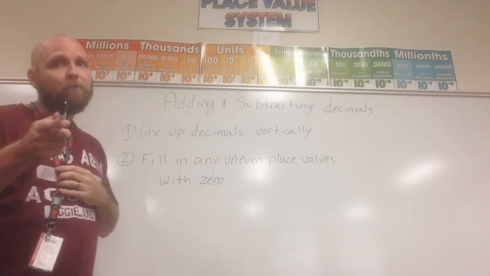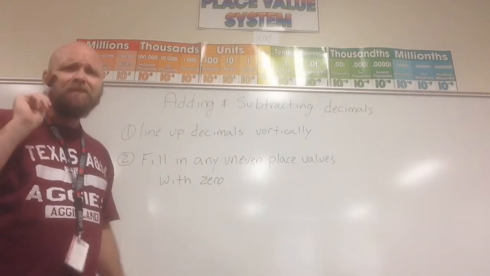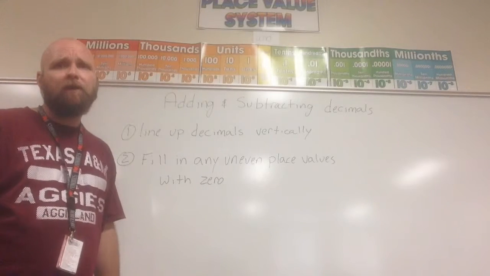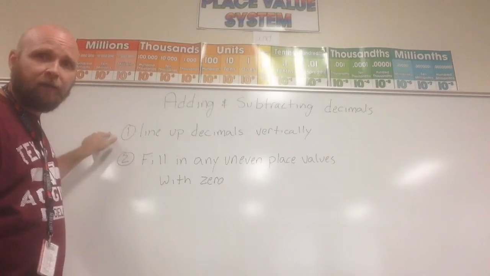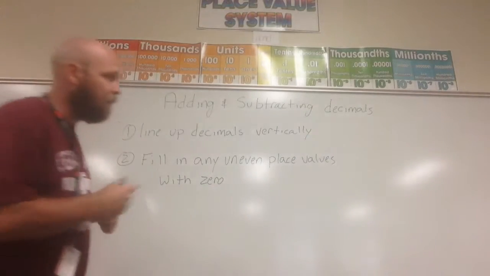Today's lesson is on adding and subtracting decimals. 2 steps, which you may want to write down in your journal. Make sure you're also putting it in your table of contents. Step 1 is to line up the decimals vertically. Vertically means up and down.